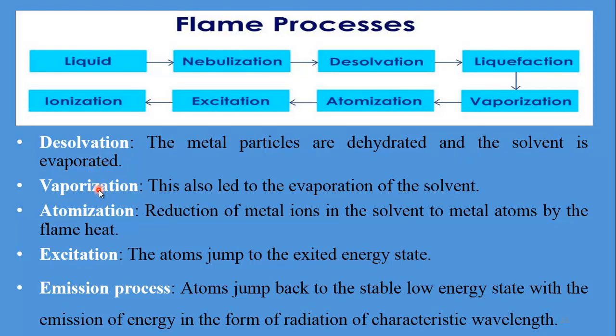In the vaporization process, it also leads to the evaporation of the solvent. Then atomization: reduction of metal ions in the solvent to metal atoms by the heat of the flame. The atom jumps to the excited energy state. That process is called excitation. And at last, our main topic, emission. When the atom jumps back to the stable low energy state, it emits energy in the form of radiation of characteristic wavelength, which we will detect. That is the emission process.